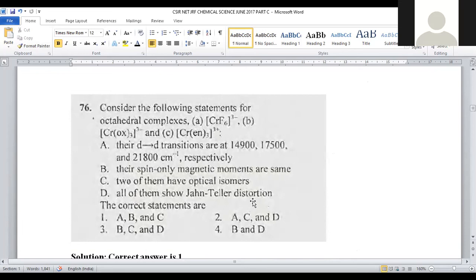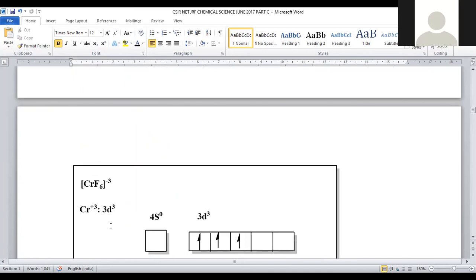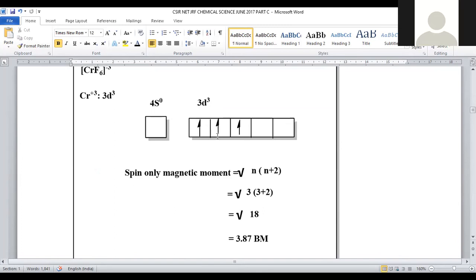All of them show Jahn-Teller distortion. What is the condition for Jahn-Teller distortion? In order to exhibit Jahn-Teller distortion, unsymmetrical t2g or unsymmetrical eg orbitals are required. Only if either unsymmetrical t2g or unsymmetrical eg is present can we say Jahn-Teller distortion is possible. But whenever we observe all the complexes, it is a d3 system, d3 being nothing but t2g3.